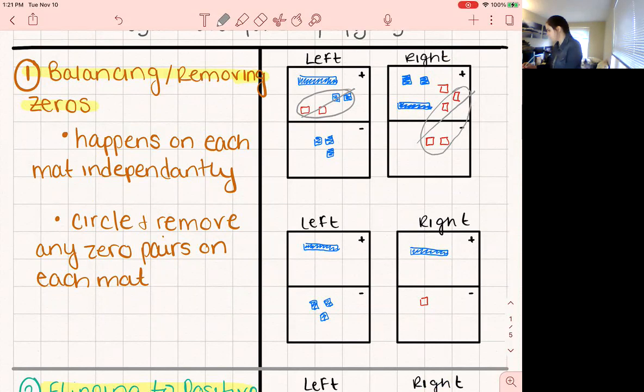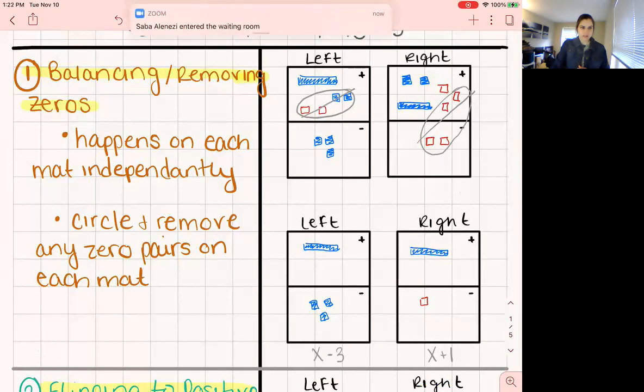We should probably name it. This will be x minus 3. This is now x plus 1. Get caught up with the step 1.